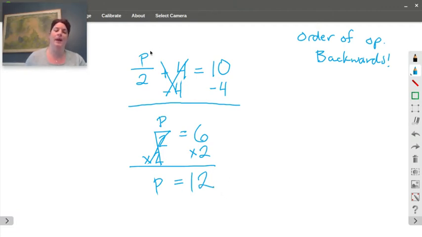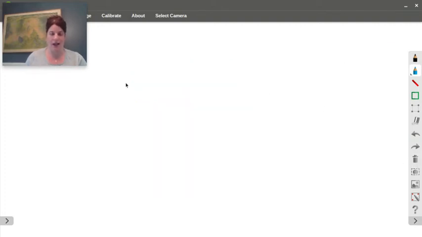And if we were to come back up here and substitute that 12 for P, we would have 12 divided by 2 is 6, plus 4 is 10. So we're good. We did it. All right, let's look at another problem.